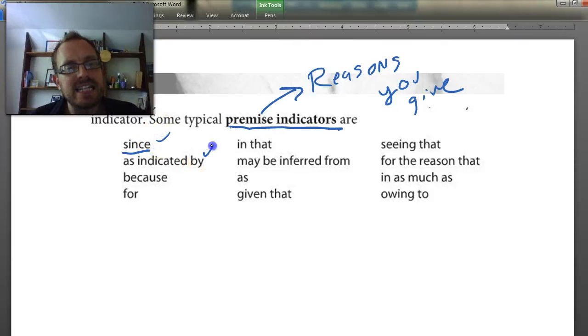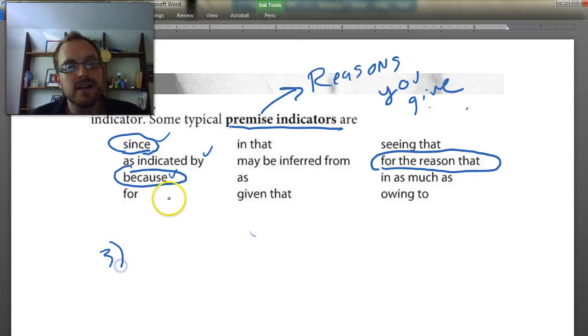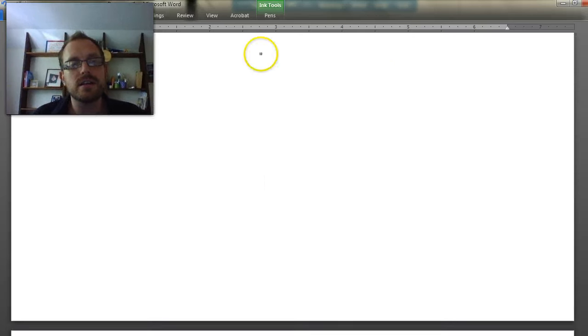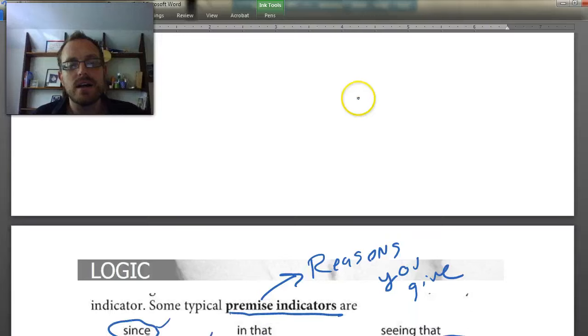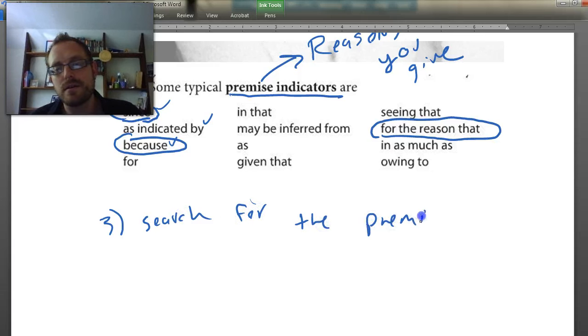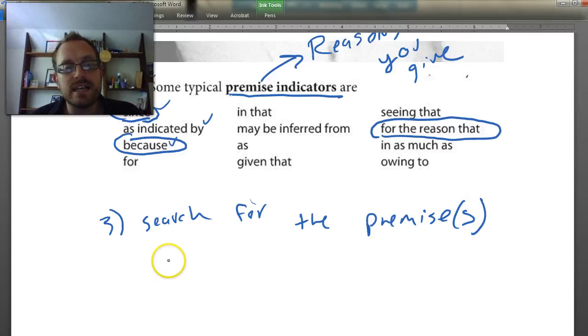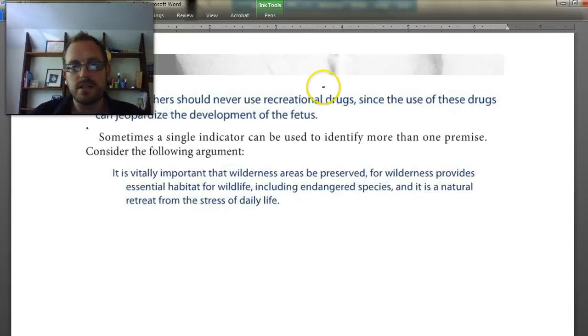Okay, since, as indicated by, because, this is probably the most common. In that, may be inferred as, given that, seen that, for the reason that. That's pretty common. I think since is a common one too. So you can always, number three, after you've asked what the takeaway is and searched for the indicator term, take a look at the premise indicators, right? So number three, search for the premises by taking a look at the indicator terms, okay?